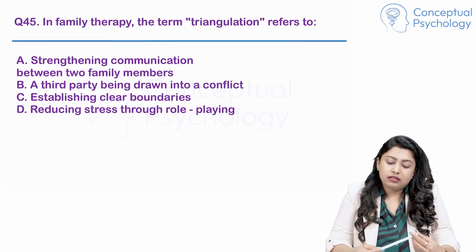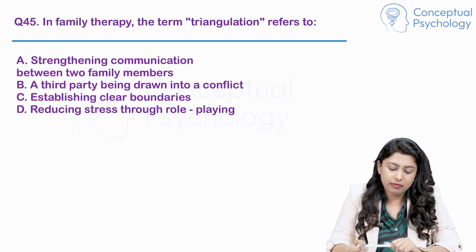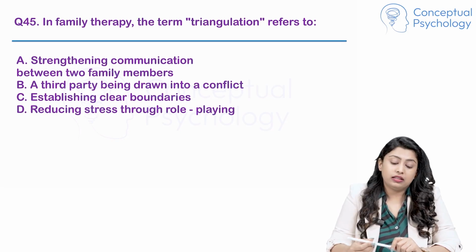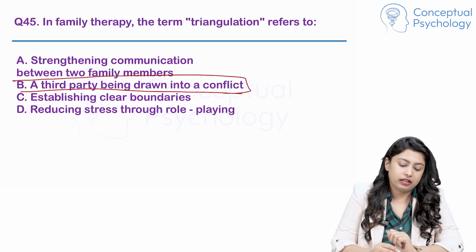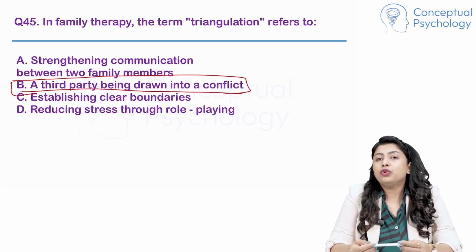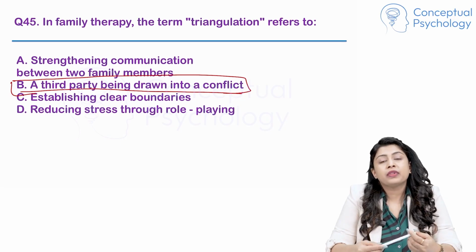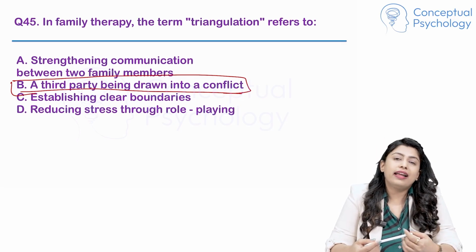In family therapy, the term triangulation refers to A, strengthening communication between two family members, B, a third party being drawn into a conflict, C, establishing clear boundaries, and D, reducing stress through role playing. So here the correct answer is B, a third party being drawn into a conflict. Triangulation occurs when two people in conflict involve a third party, which is unfortunately often a child, in their dispute to reduce the tension between themselves. So this creates unhealthy family dynamics and can be harmful to the third party.